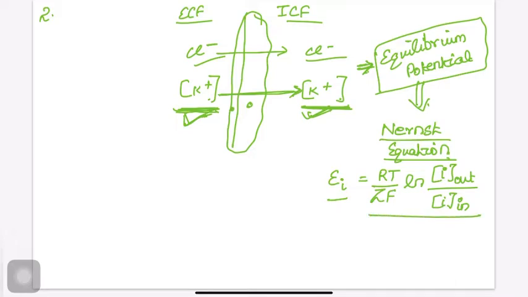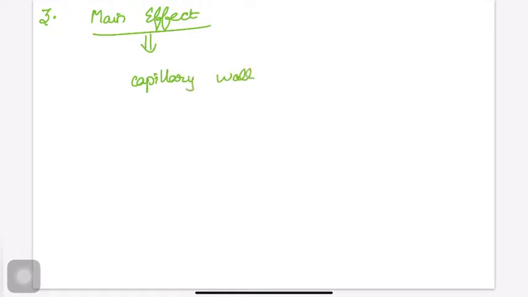So what does equilibrium potential mean? The equilibrium potential is the potential difference existing across the membrane after equilibrium is reached due to Gibbs Donnan effect. It is calculated by the Nernst equation. And what is the next effect? The third effect of Gibbs Donnan effect is that it is the main effect for distribution of ions between capillary wall and interstitial fluid. Do you understand?